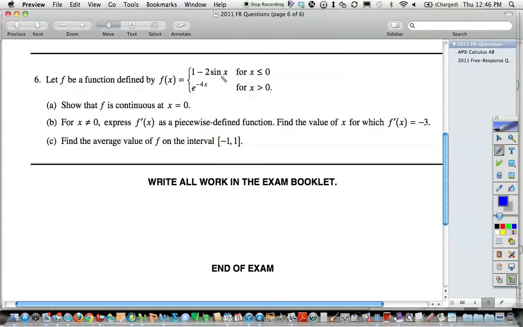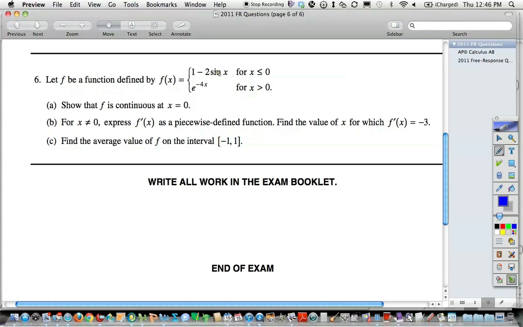Plug in a 0 into both of them. What are we hoping happens? Get the same output. If you've got a piecewise function and it's not continuous, it means there's a gap, a break. So this graph comes in at this y value and the other graph leaves at a different y value. But if this graph comes in at this y value and the other graph leaves from that same y value, now it's not broken. Now it's continuous.